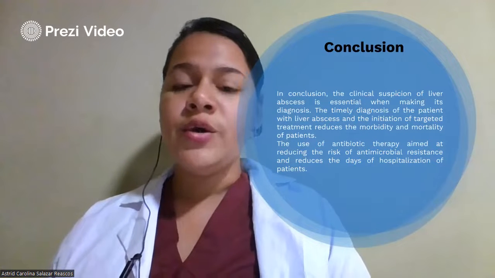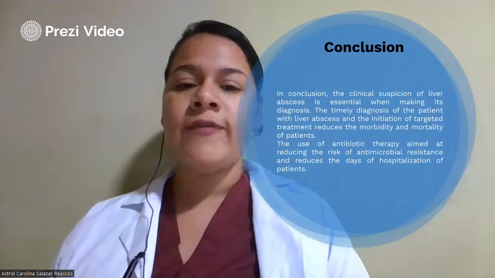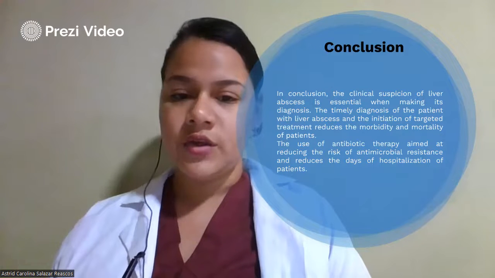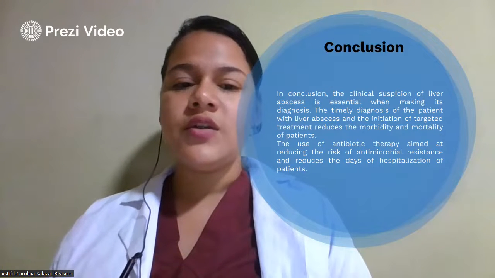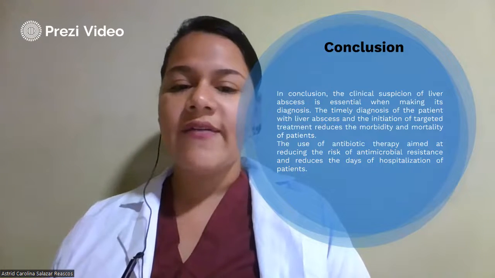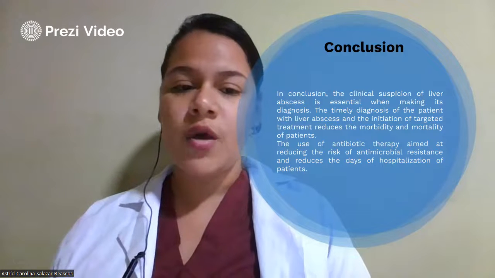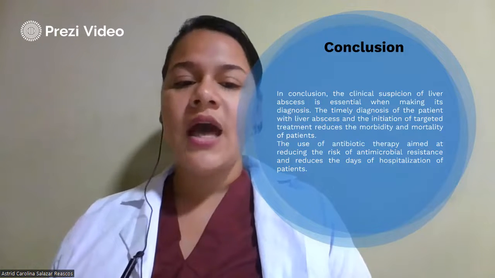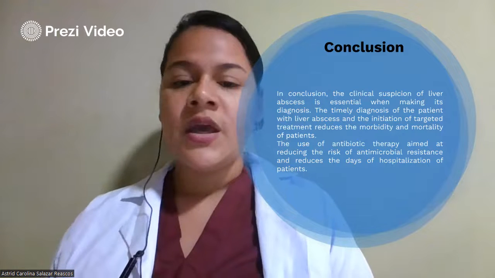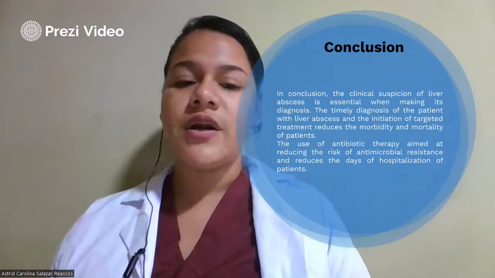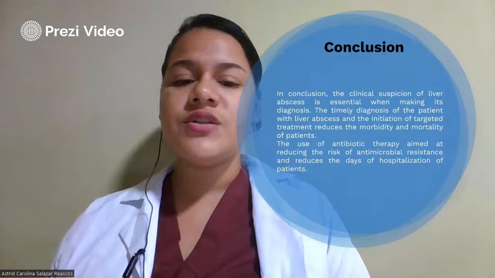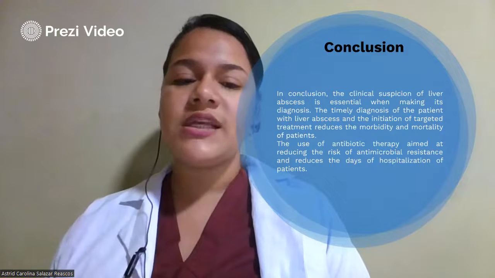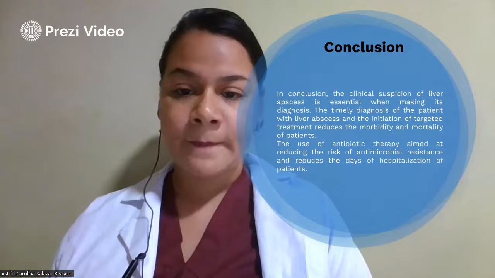Conclusion. In conclusion, the clinical suspicion of liver abscess is essential when making the diagnosis. The timely diagnosis of the patient with the liver abscess and the initiation of targeted treatment reduce the morbidity and mortality of patients. The use of targeted antibiotic therapy reduces the risk of antimicrobial resistance and reduces the hospitalization of patients. Thanks.